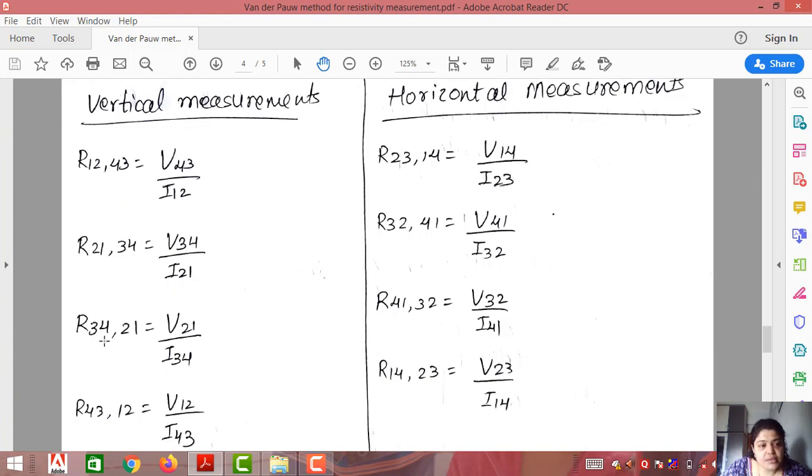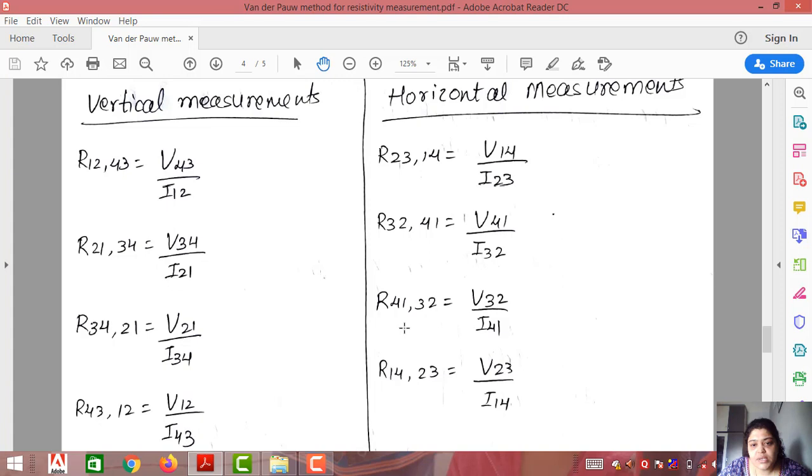Similarly, R34 means current through 3 and 4, voltage between 2 and 1. So R3421 will be V21 upon I34. Reverse the current. So R4312 is equal to V12 upon I43. Similarly, the horizontal measurements. R2314 is equal to V14 upon I23. R3241, just reversing the current, V41 upon I32.